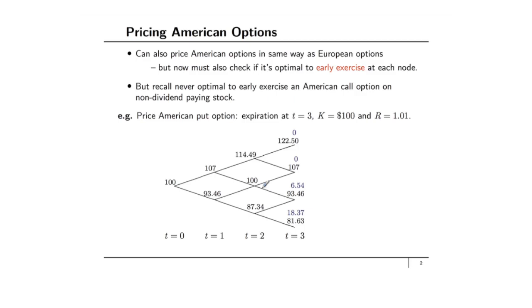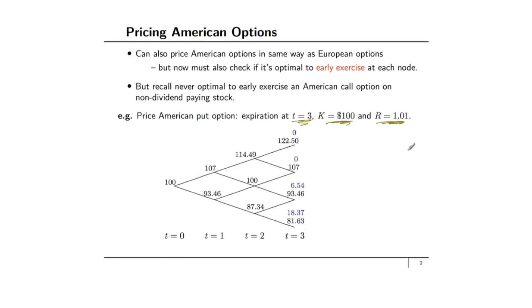First of all, recall that it is never optimal to early exercise an American call option on a non-dividend paying stock. We saw that in an earlier module. So we're actually going to consider pricing American put options here. The put option is going to assume a maturity of t equals 3, a strike of $100, and we'll assume the gross risk-free rate per period is 1.01.